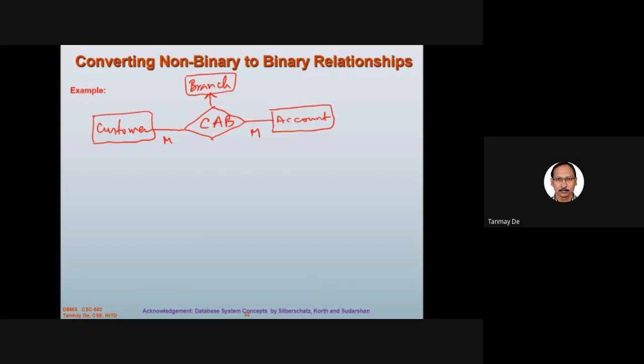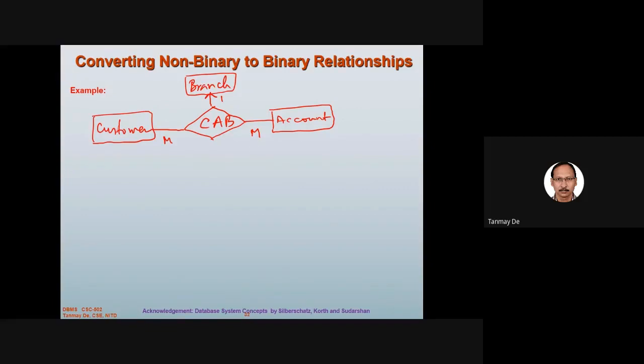And the branch side is one. Why? Because when the customer opens an account, that account belongs to a particular branch. A particular account does not belong to more than one branch. Any account belongs to a particular branch. For that, the branch side is one. The mapping cardinality here: customer to branch side is many to one, and the account to branch side is many to one. Is it clear?